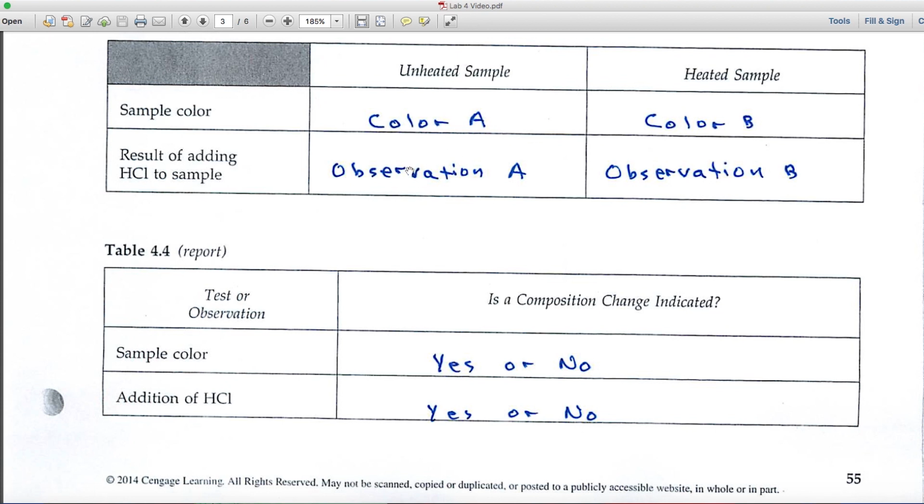And do that with HCl as well. You'll make two observations on the before and the after, and if they're the same, you'd say no. If they're different, you'd say yes. Looks like I have two different substances and there's been a change in composition.